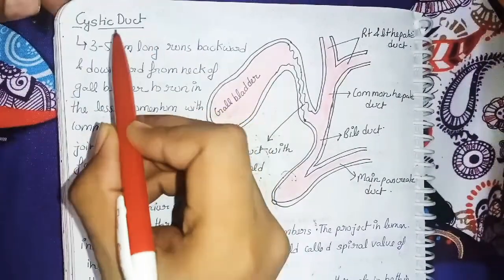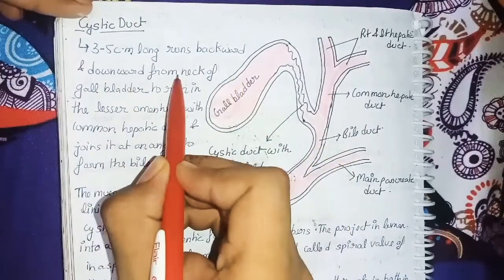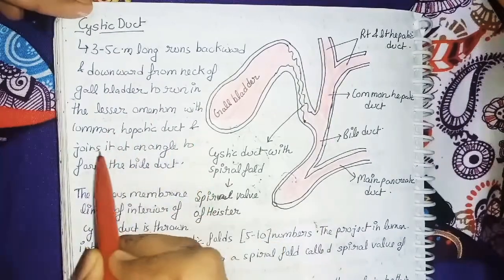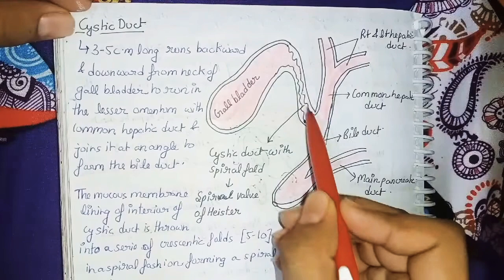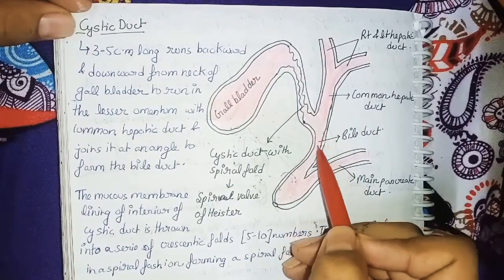Coming to the cystic duct, it is 3 to 5 centimeters long, runs backward and downward from the neck of the gallbladder in the lesser omentum, and joins the common hepatic duct at an angle to form the bile duct. As you can see in the figure, it joins the bile duct.